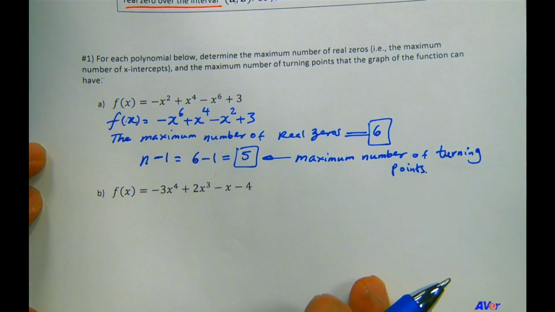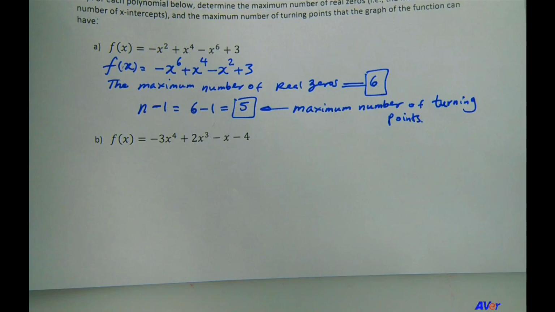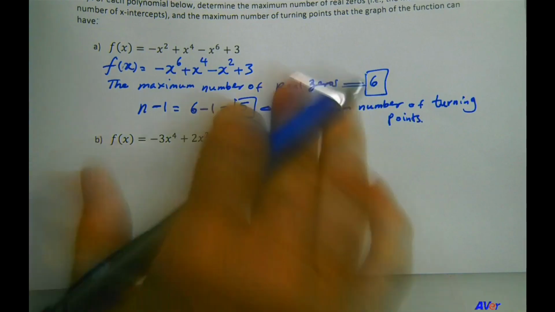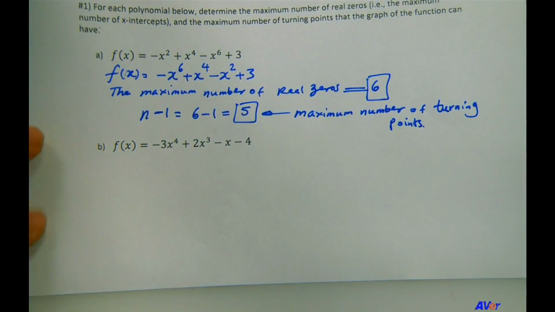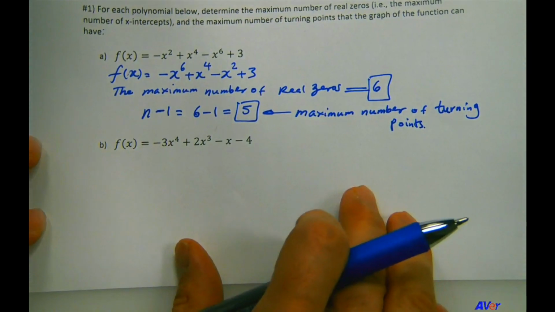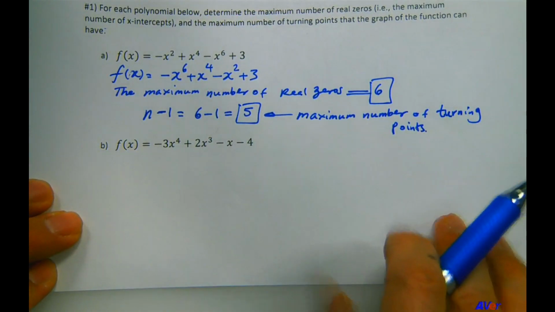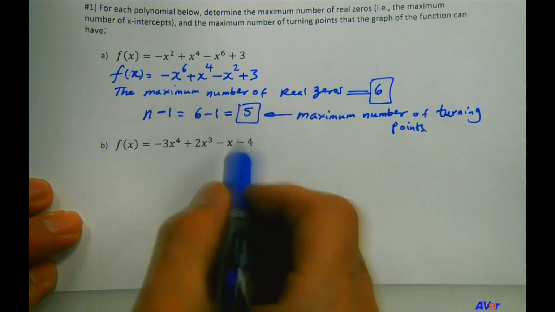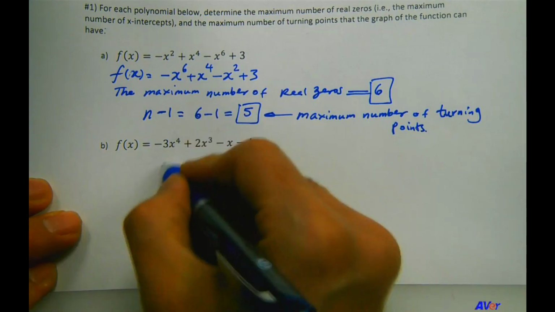Okay? So that's all they're asking us to do for that. For the second part, please pause the video, answer the same question for this polynomial, and then look at my answer to compare with your own solution. So here the terms are in proper order. The maximum number of real zeros must be 4, the maximum, right?